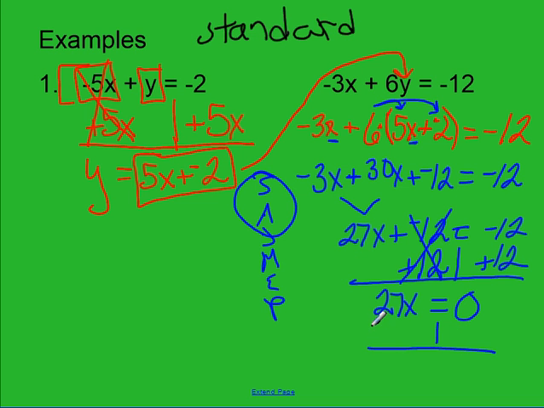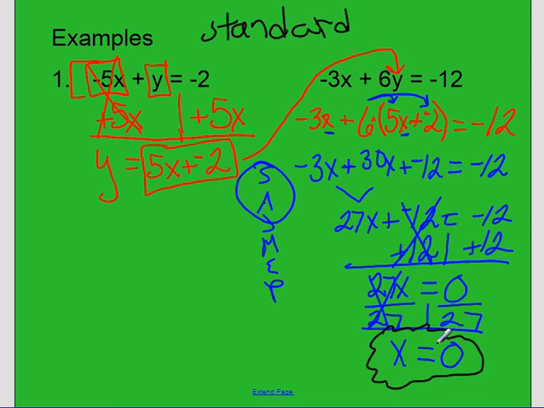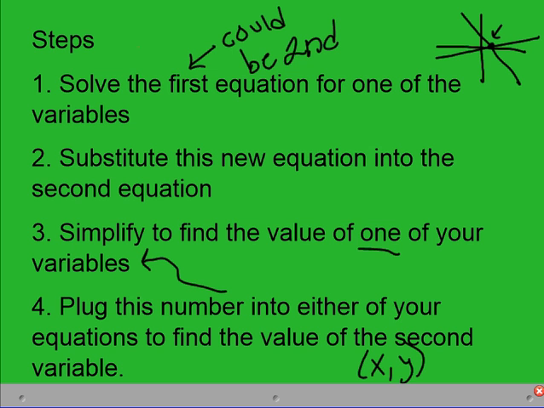I have to get x alone, so I divide by 27. Divide by 27, leaving me x equals 0 divided by 27. Don't be afraid of the 0. It gives you 0. So what I have done here is I have found out my value for x. I now know what the solution is for this system of linear equations. I know my x value is going to be 0. Let's find out what I do next.